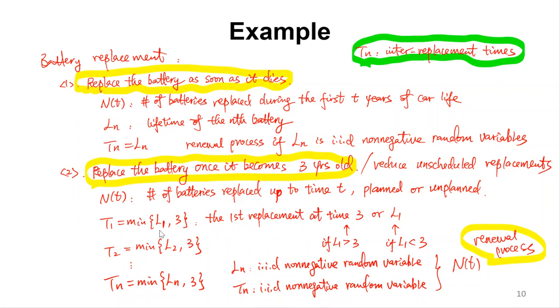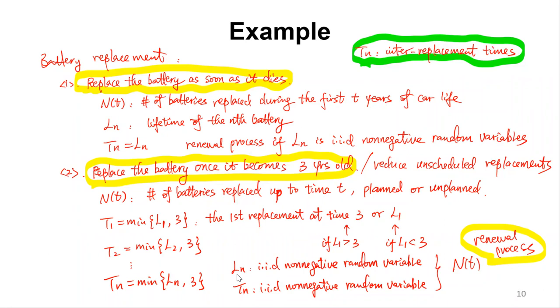So T1 is the minimum of L1 and 3. That means if the failure is before 3, this is unplanned, okay? So the first replacement time is at 3 if it hasn't failed yet, or L1, the lifetime, if the lifetime of the first battery is less than 3. We replace it before 3. If L1 is greater than 3, we just replace it at time 3. The same holds for the second inter-event time and the nth inter-event time.